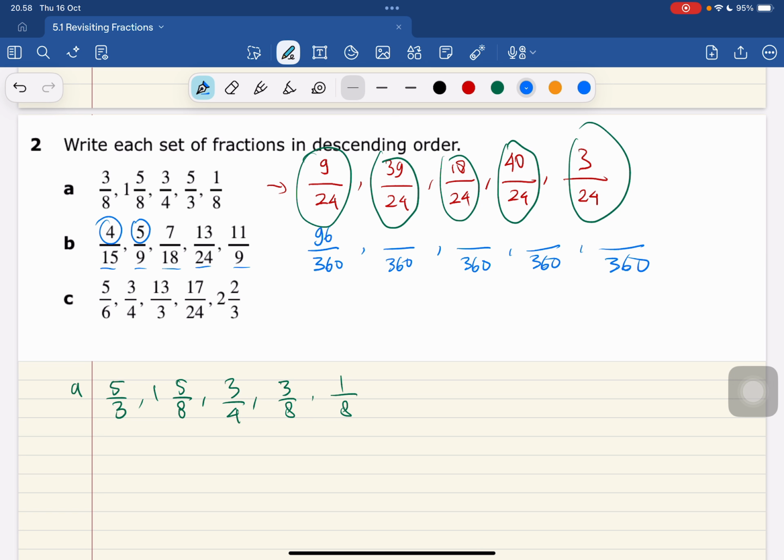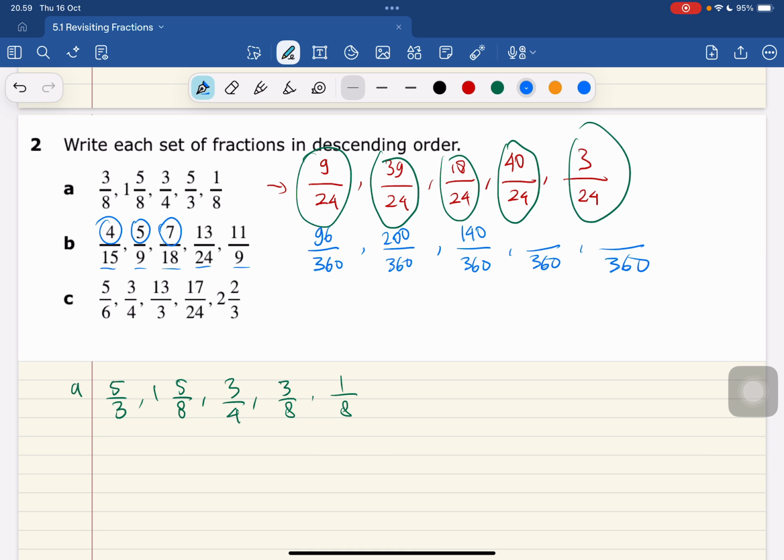Next, we got 5 over 9. So we got 360 divided by 9 is 40. So 5 also, we need to multiply by 40. So this is 200. Okay, next, 18. So let's find it out. 360 divided by 18 is 20. So this 7, we need to multiply also by 20. So it will give us the answer of 140.